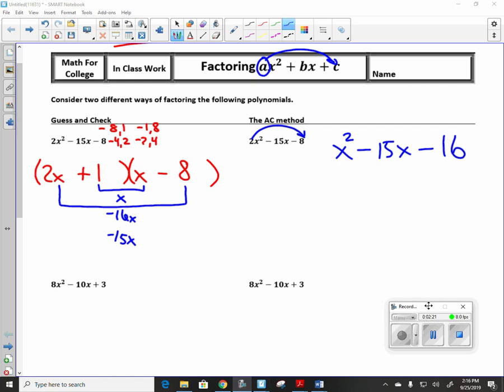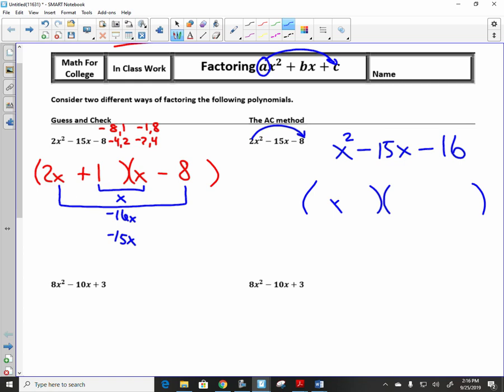Okay, so does that factor? What does it factor to? Minus 16 and plus 1, right? Okay. Is everybody with me so far? So then this is what we do from there.